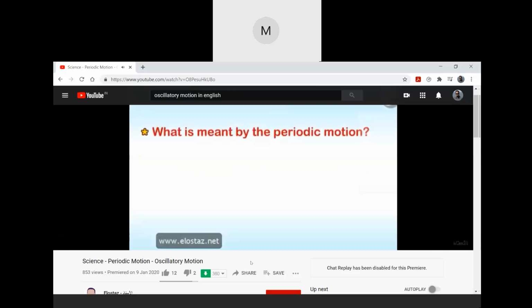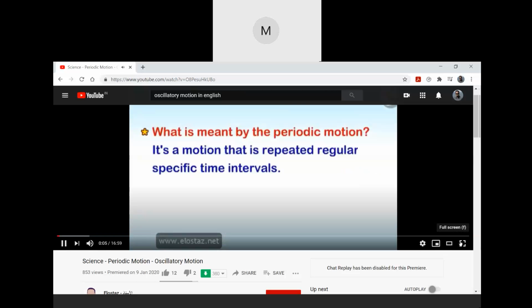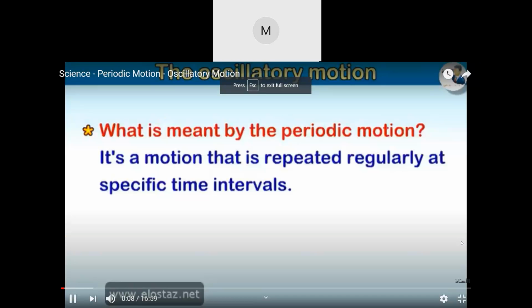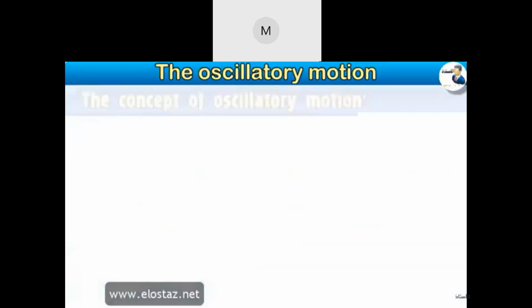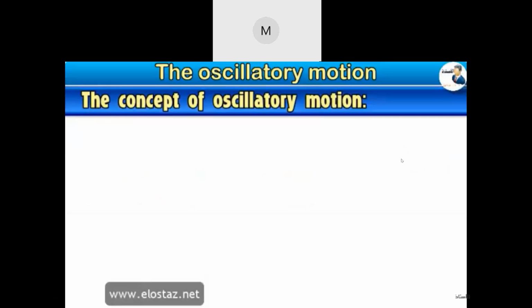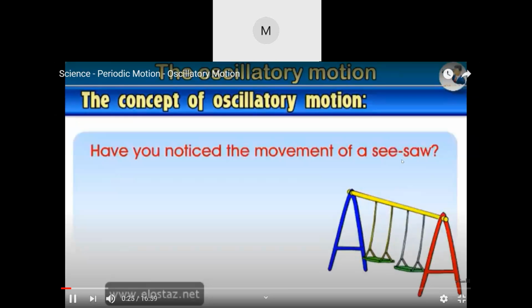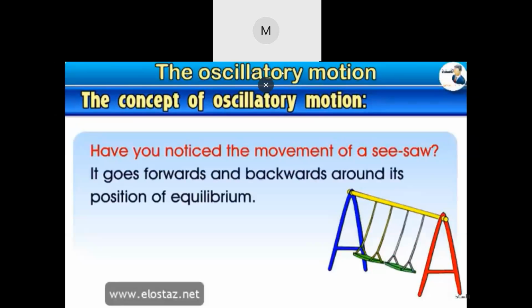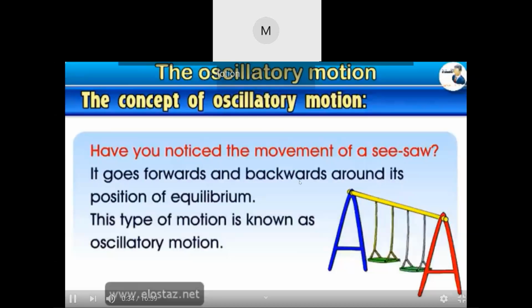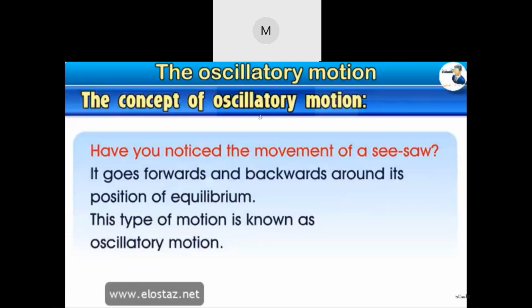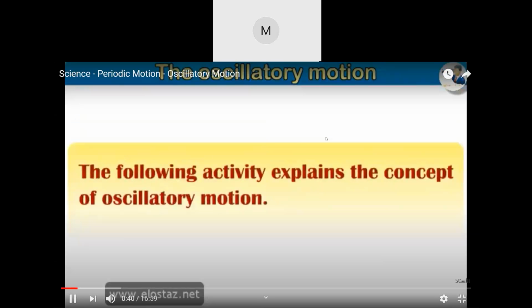What is meant by periodic motion? It is a motion that is repeated regularly at specific time intervals. Examples of periodic motion are oscillatory motion and wave motion. The concept of oscillatory motion: have you noticed the movement of a seesaw? It goes forwards and backwards around its position of equilibrium. This type of motion is known as oscillatory motion. The following activity explains the concept of oscillatory motion.